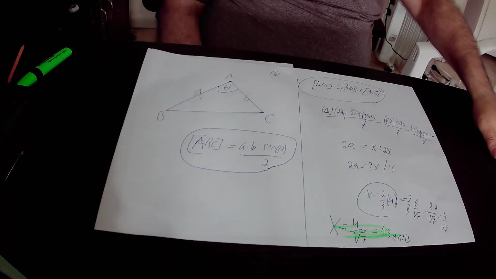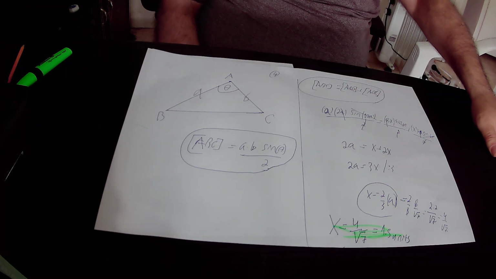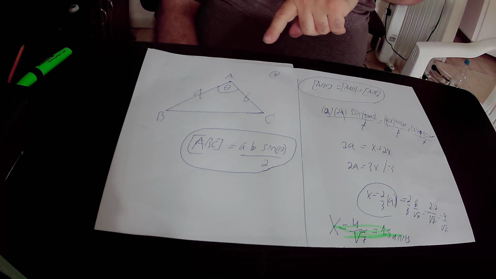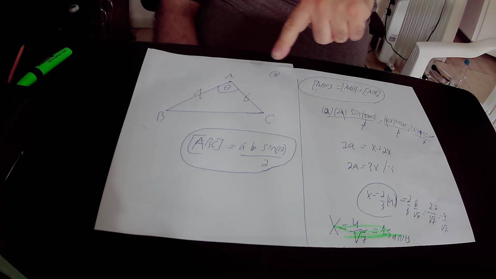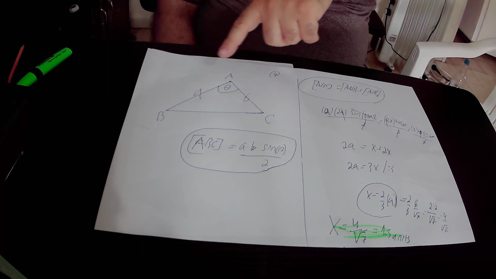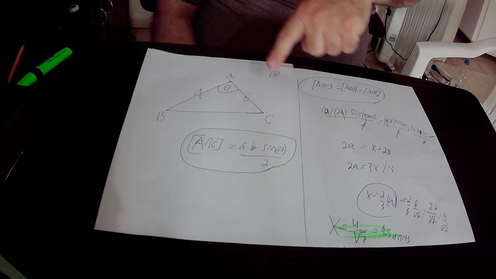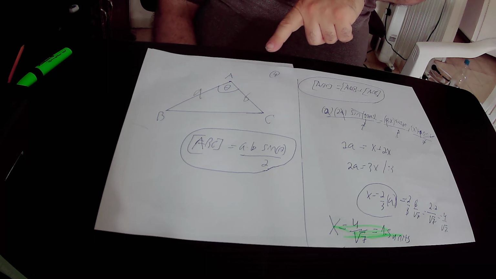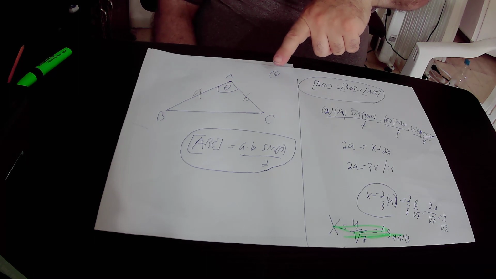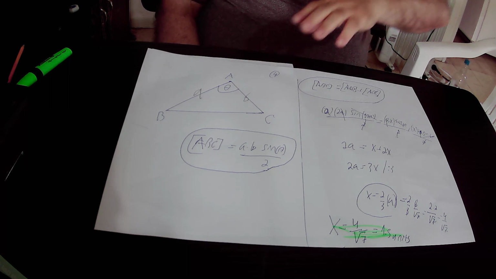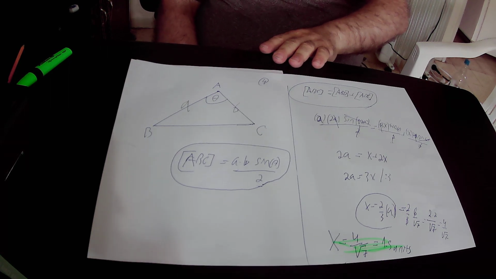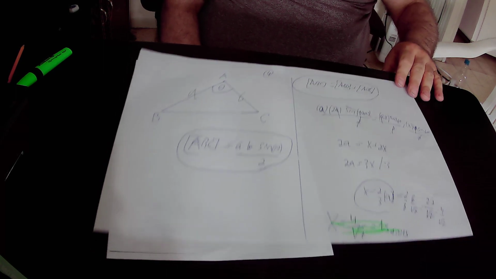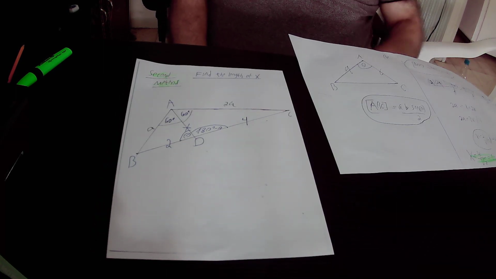Then I presented to you a new rule to find out the area of any triangle. So if we have this triangle ABC that could be any triangle, the angle between side AB and side AC is theta, the length of side AB is A, and the length of side AC is B. Then the area of this triangle ABC equals A times B times sine theta over 2. We use this formula in order to find out the areas of these triangles.